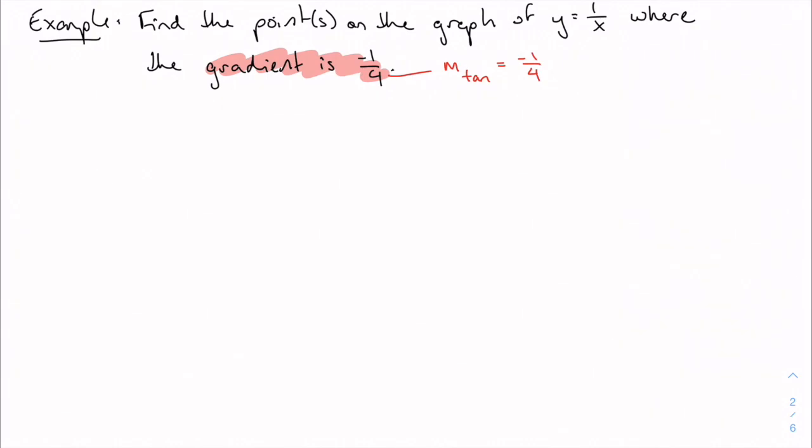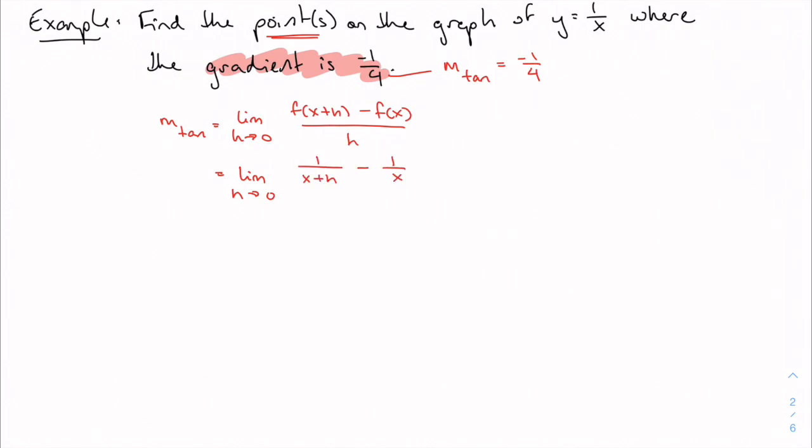Right, I'm talking about a specific point, so I know I'm dealing with a tangent to the graph. Let's figure this out. I'm dealing with the slope of the tangent line, which tells me I should maybe use that formula. So the limit as h approaches 0 of f of x plus h minus f of x, all divided by h. Start substituting. I'm not going to forget to carry my limits this time, so I have 1 over x plus h minus 1 over x, and that's all divided by h.